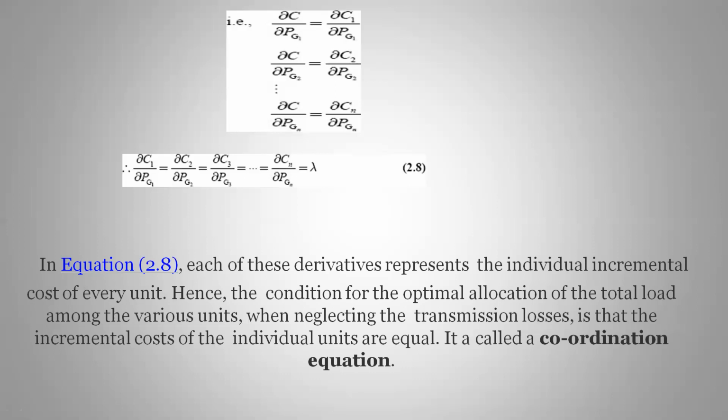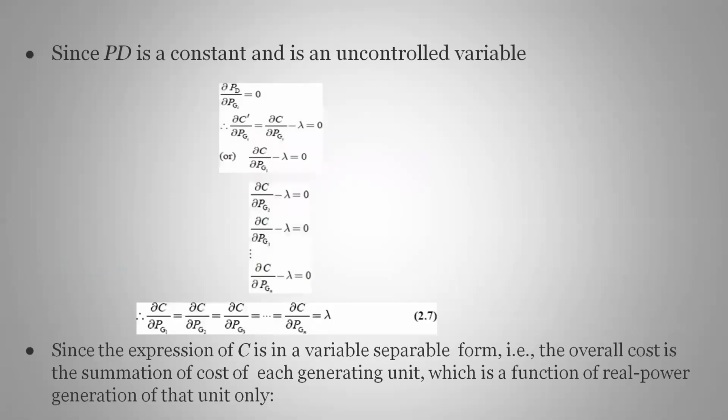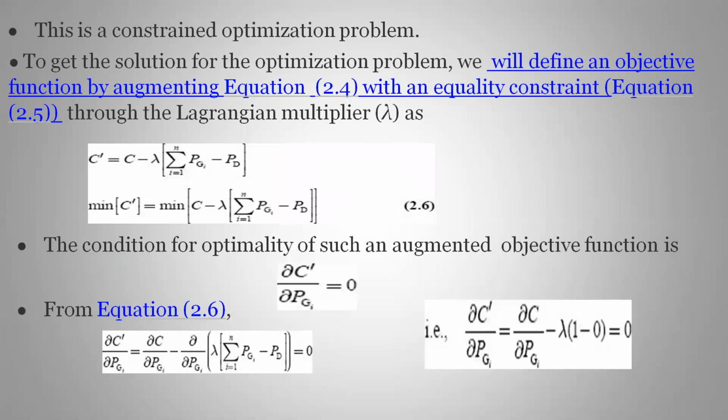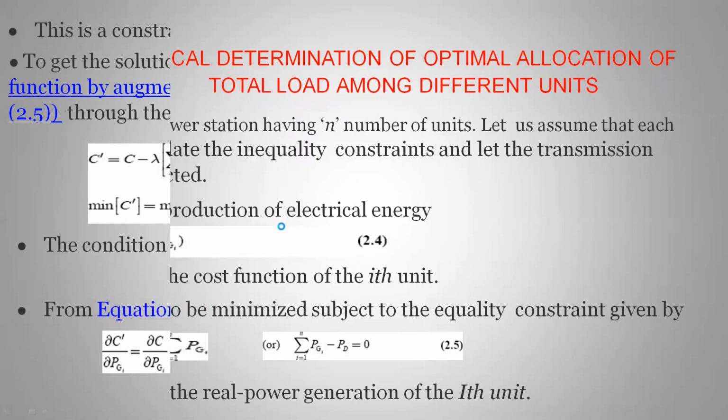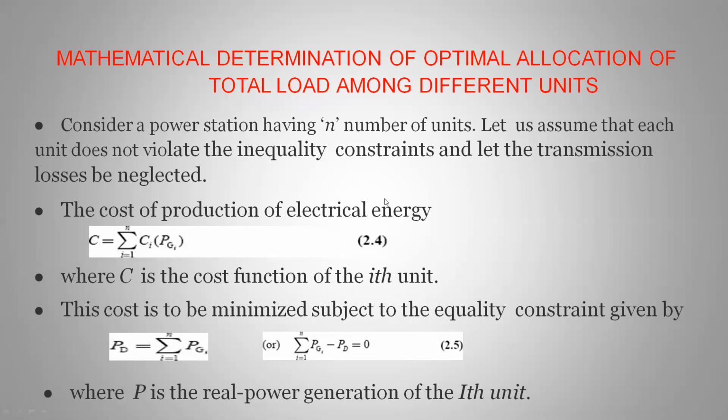Okay, so first, let me tell you what we did, listen. So this is very very important and very very simple. Okay, first, how to minimize the total cost in the power generation with different units. So first, the cost of production of electrical energy. So this is the cost of production of electrical energy.